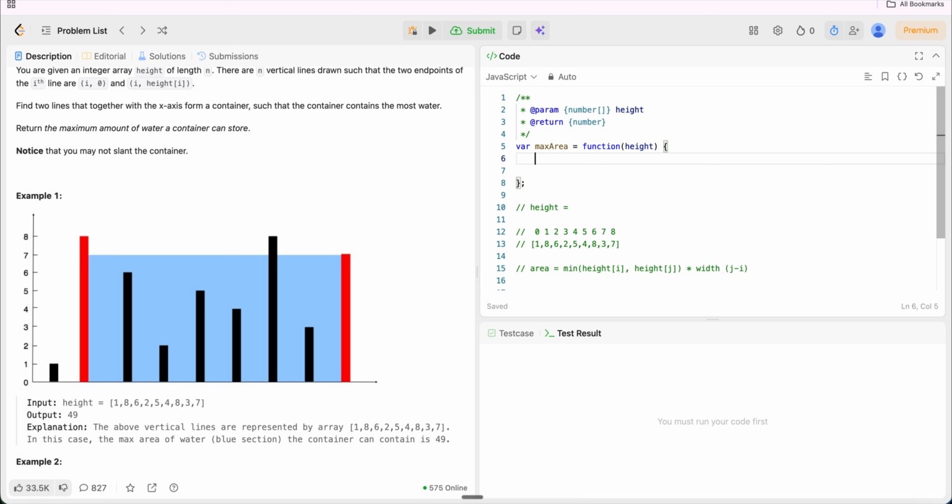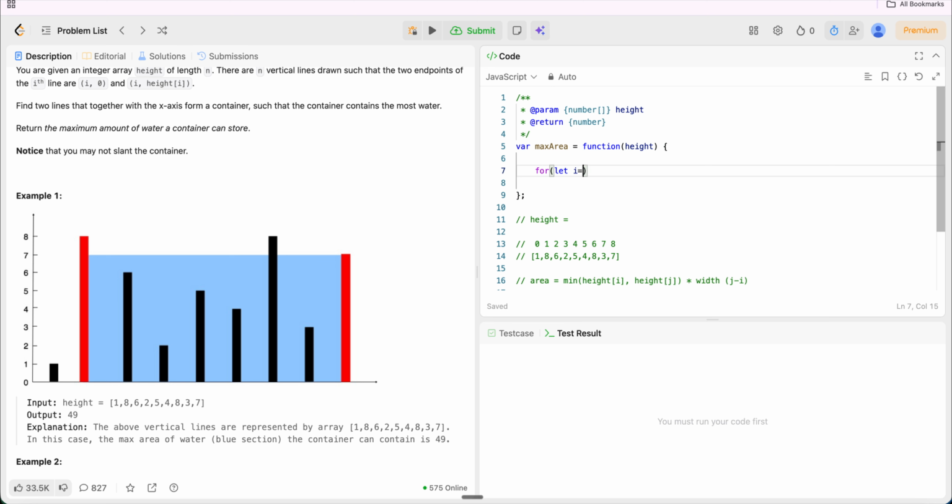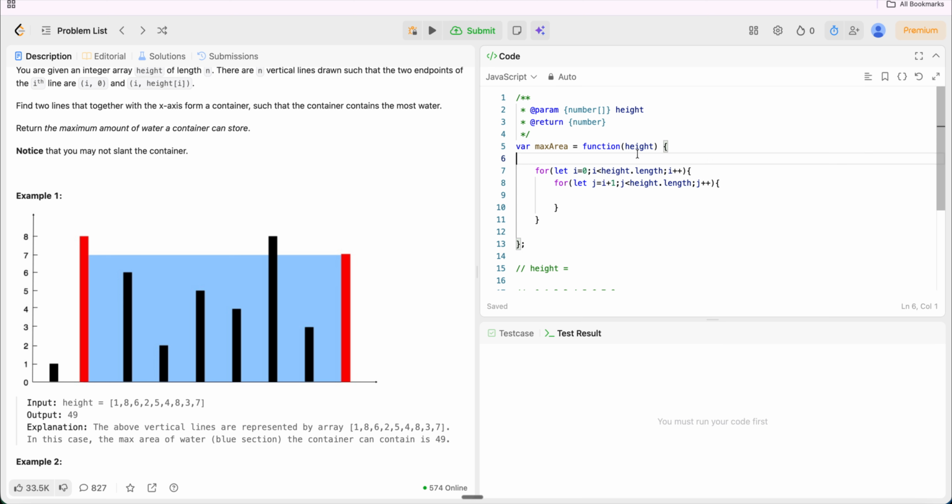Let's say what I'm trying to say is, if I'm iterating over all the edges, then j is equal to i plus 1, because we are checking from the first edge to all the edges, so we don't really have to go back again because we would be recalculating them. So j is less than height dot length, j plus plus. Now let answer equal 0.